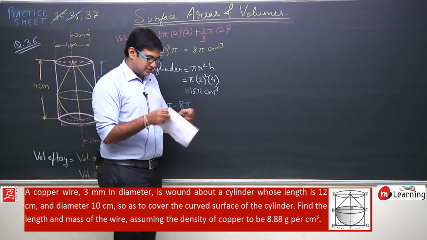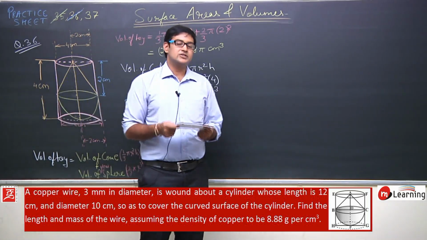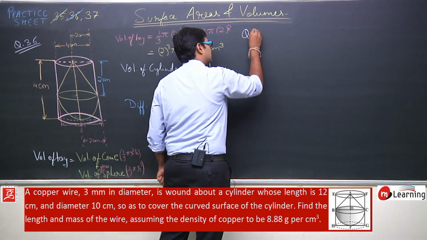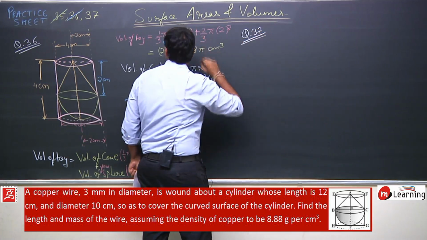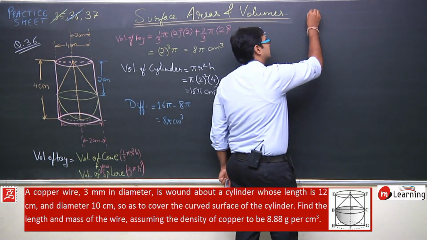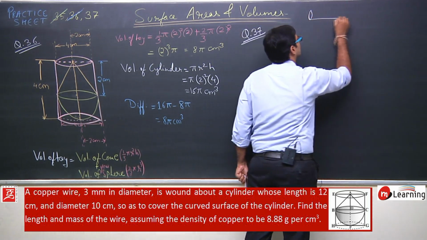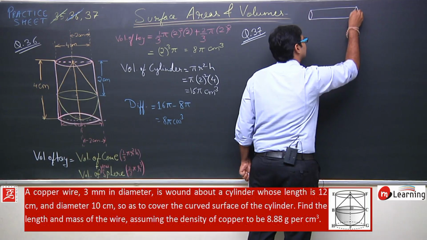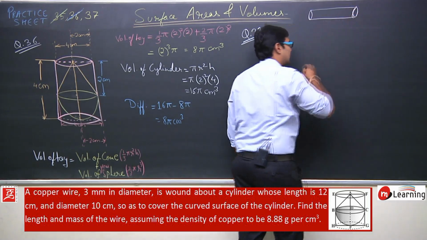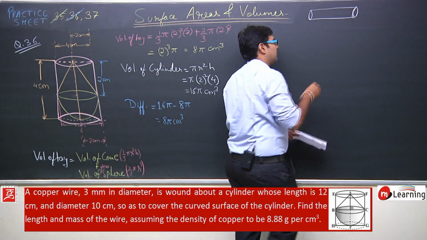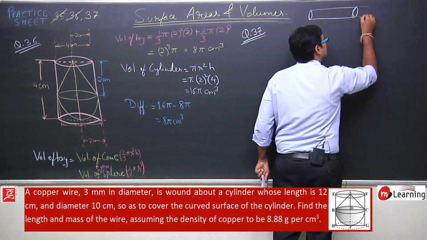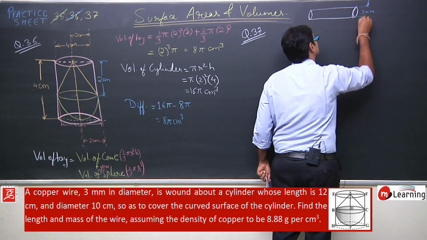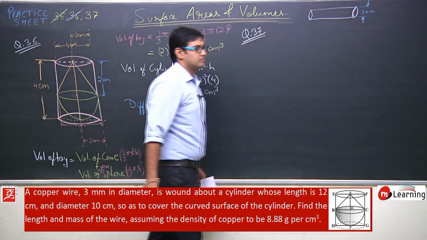First of all, it says that there is a copper wire which is of 3 mm in diameter. So let us draw the diagram for this question, question number 37. The copper wire is something like this. Copper wire is cylindrical in shape, okay, and the diameter of this copper wire is given as 3 millimeters. Okay, this is what is given.